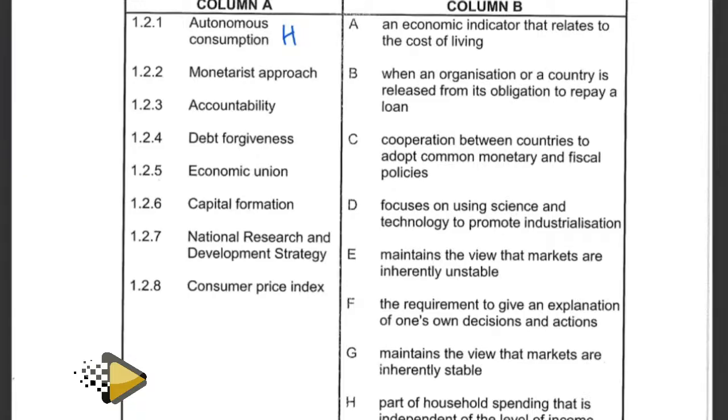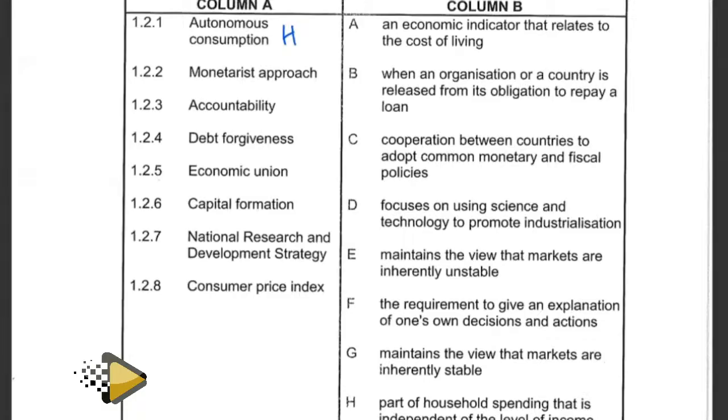1.2.2 reads as follows: the monetarist approach. Grade 12, if you still remember, this concept does fall under the business cycle. When we talk of the business cycle, we refer to the fluctuations of economic activities, or to upswings and downswings of economic activities.